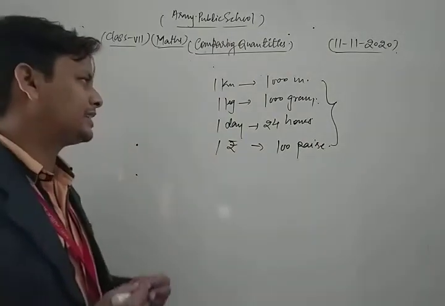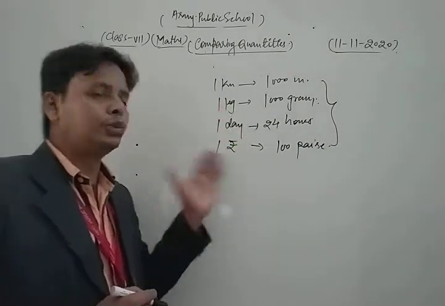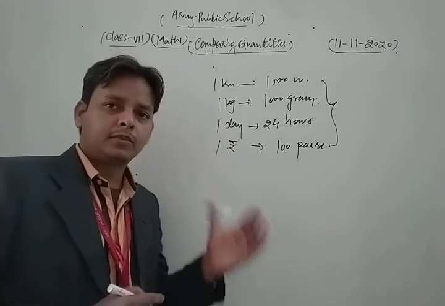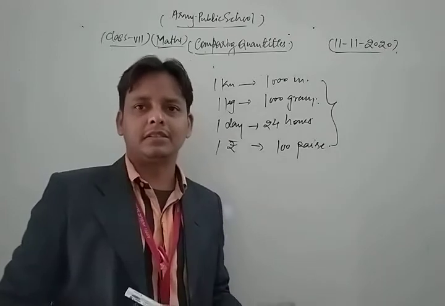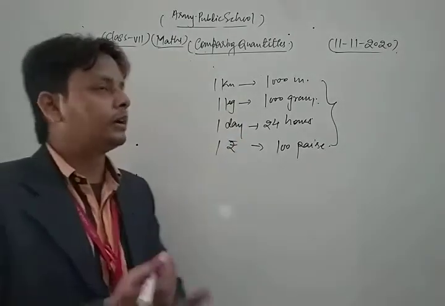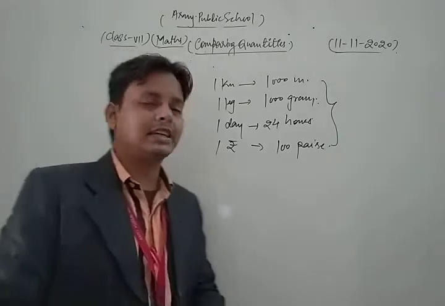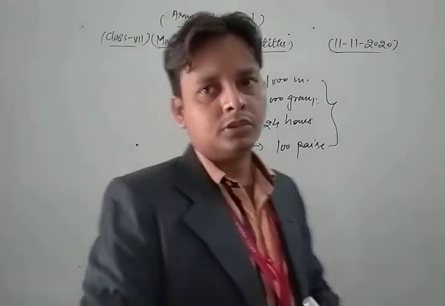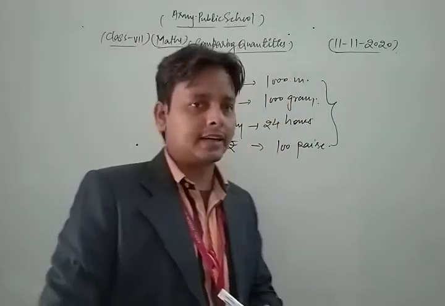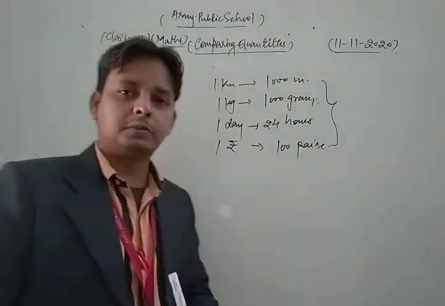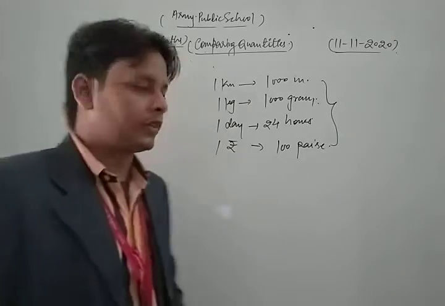So this is the basic relationship between units of the same physical quantity. Kilometer and meter represent the similar quantity, distance. Kilogram and gram represent the similar quantity, mass or weight of an object. Day and hours represent the same quantity, time. Similarly, rupees and paise both represent the same quantity, money.